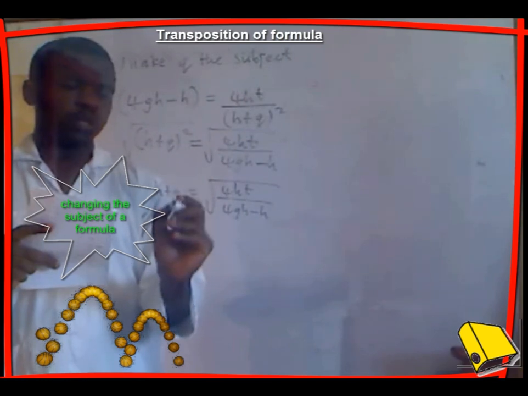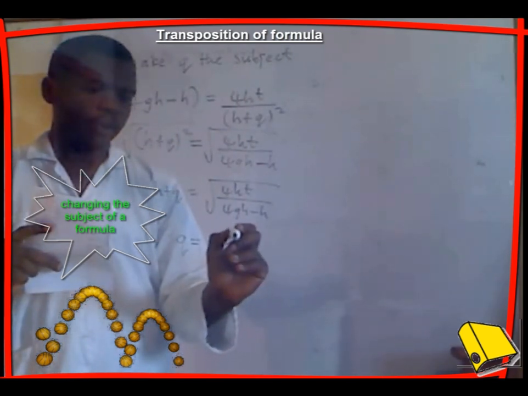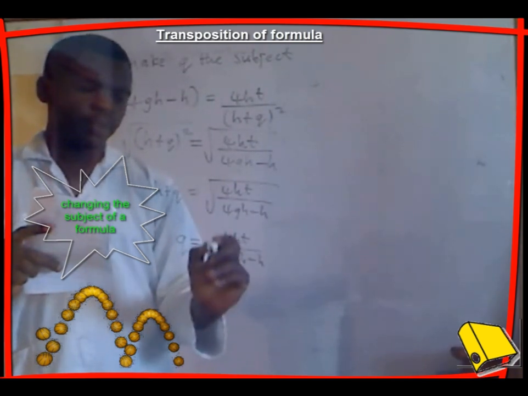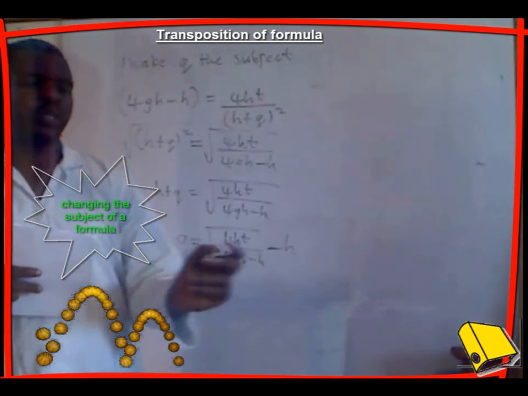So q should be my subject. I'll take h the other way. Q is equals to 4ht divided by 4gh minus h to the root minus h. I've made q the subject in that formula.